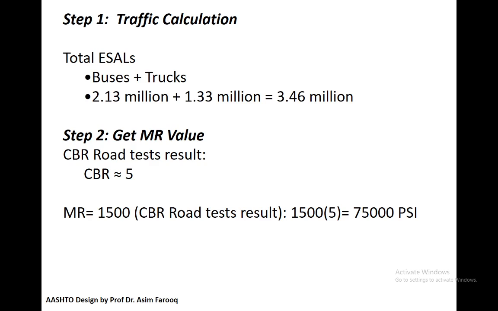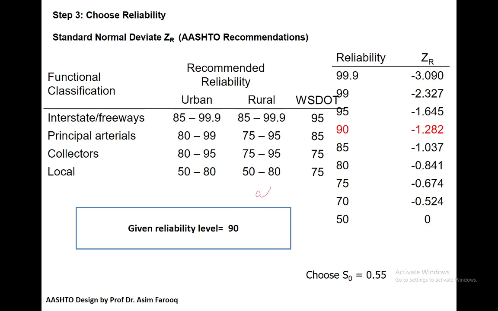The second step is to determine the modulus of resilience. From the CBR value, we have the CBR of 5. So we have the CBR road test 1500 according to the formula, and we just multiply here by the factor of 5. This is the way through which we determine the normal deviation according to the AASHTO condition. As maybe you know, we have the local or rural area.